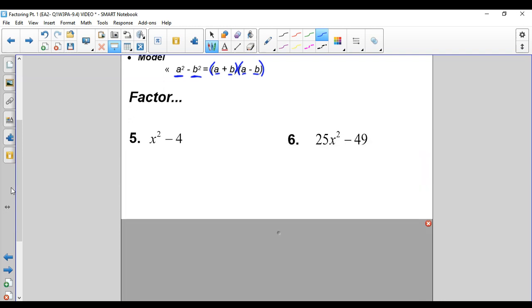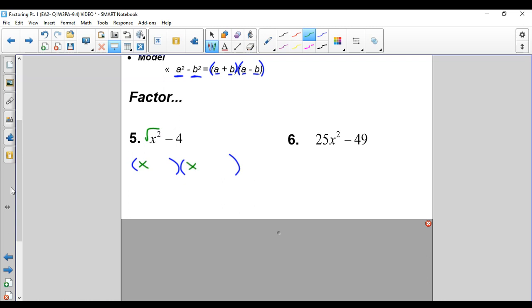First two, pretty basic, hopefully. X squared minus 4. First thing I'm going to do is open up two sets of parentheses. So they're all ready for two sets of binomials. What we're thinking about, what we're not writing though, is take the square root of x squared.